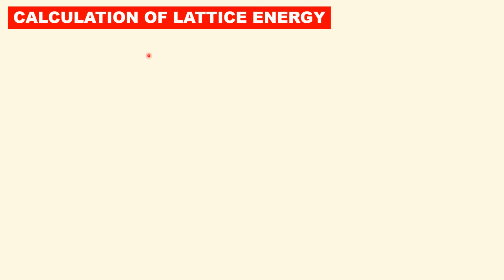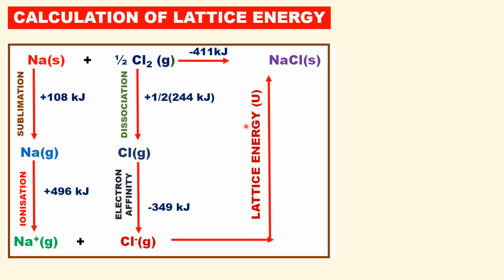Now let us calculate the lattice energy of sodium chloride crystal with an example, by using the Born-Haber cycle. This is the Born-Haber cycle for the formation of sodium chloride crystal. There are several steps. For example, the enthalpy of sublimation is known, 108 kilojoules. It is an endothermic process: heat is supplied to convert sodium solid into sodium vapor. Similarly, ionization is also an endothermic process, so heat is supplied to remove an electron from the sodium atom. And the dissociation energy for 1 mole is 1 by 2, since we need only one atom, 1 by 2 of 244 kilojoules.